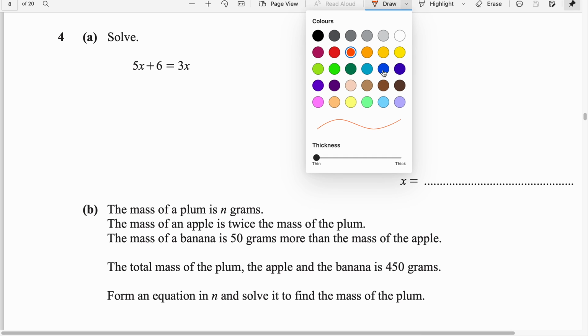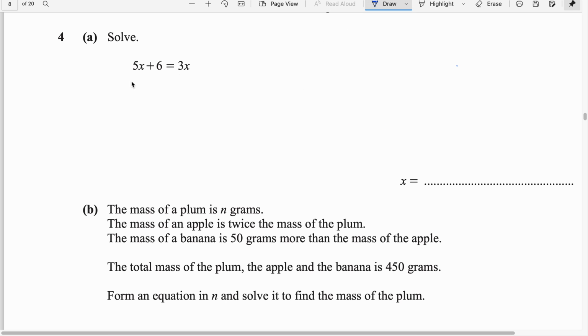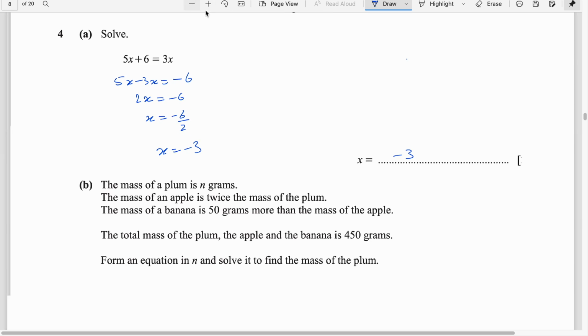Question number 4. Solve the equation 5x minus 3x is equal to negative 6. 2x equals negative 6, x is equal to minus 6 by 2, x is equal to minus 3.